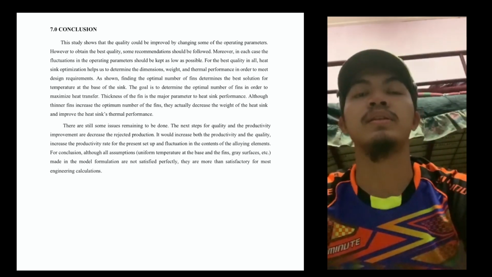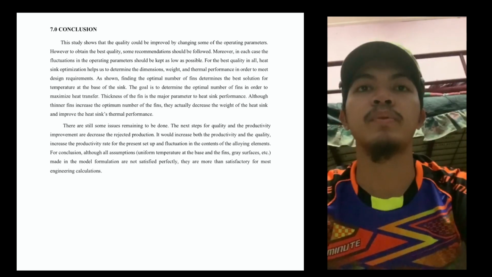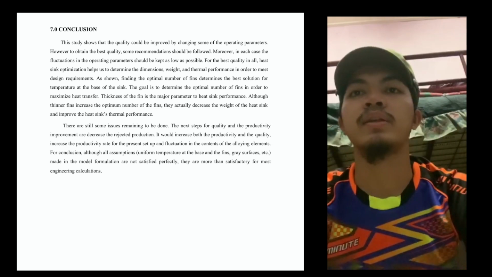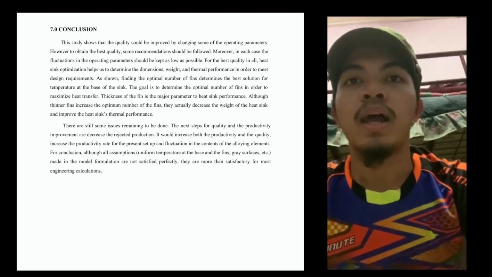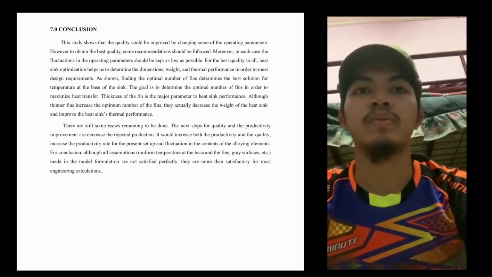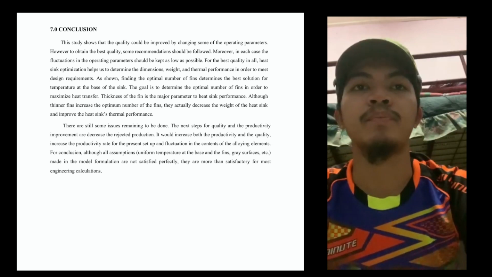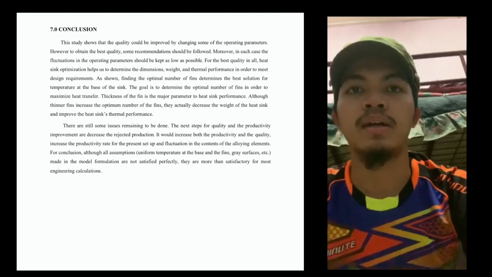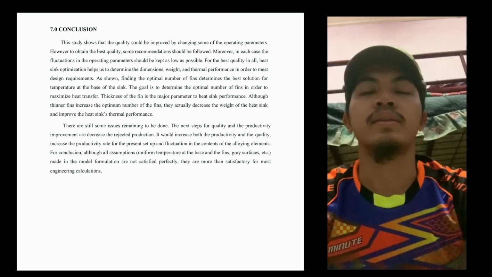There are still some issues remaining to be done. The next steps for quality and productivity improvement are to decrease the reject production. It will increase both the productivity and the quality, increase the productivity rate for the present setup, and reduce fluctuation in the content of the alloying element. In conclusion, although the assumptions of uniform temperature at the base and the fin made in the model formulation are not satisfied perfectly, they are more than satisfactory for most engineering calculations.